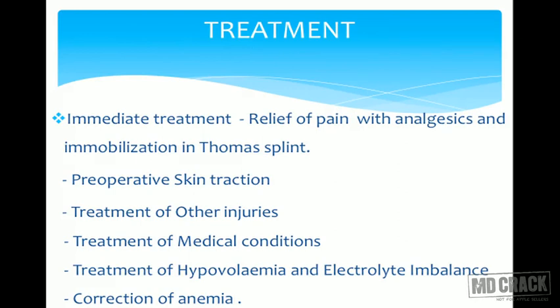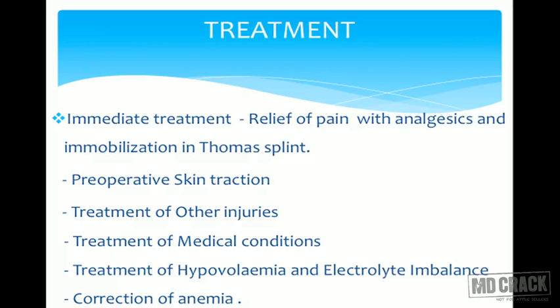Coming to the treatment part, the treatment again is divided into the immediate line of treatment, that is, the patient must be relieved of pain with analgesia and immobilization in a ring splint or the Thomas splint. A pre-operative skin traction is used. You must always do the treatment of other injuries.